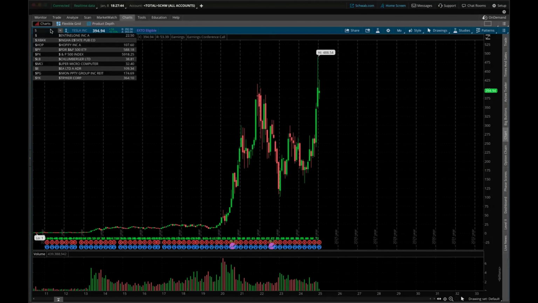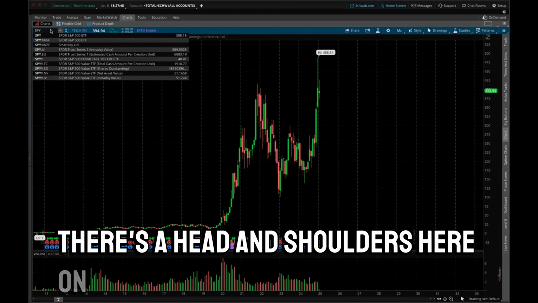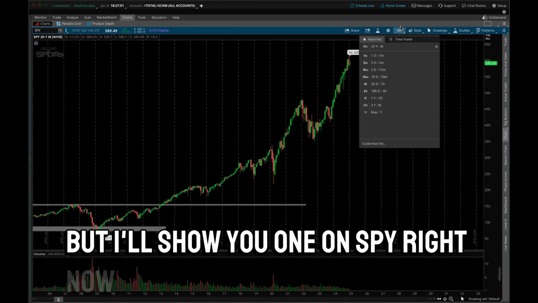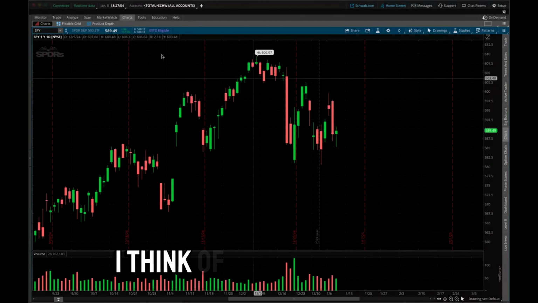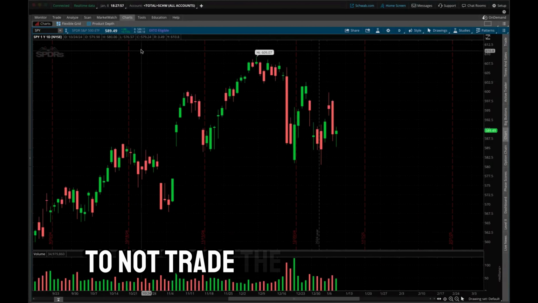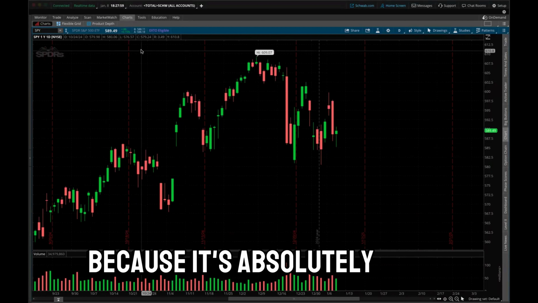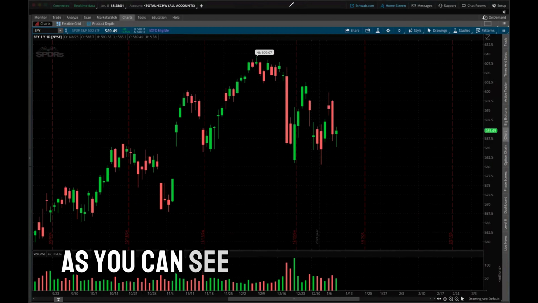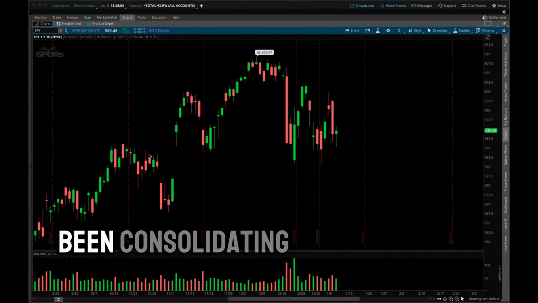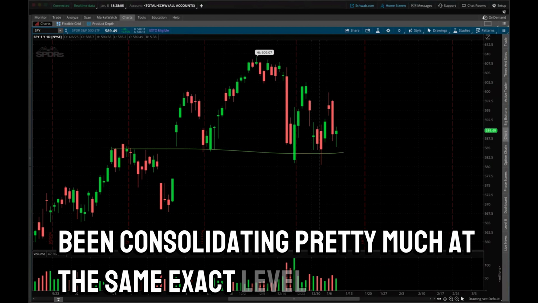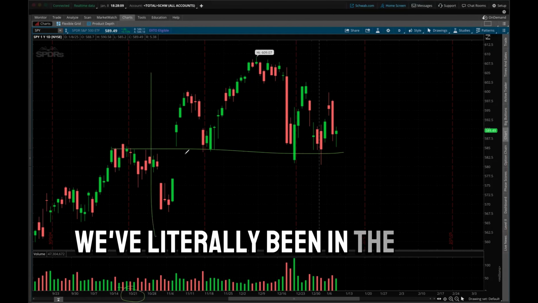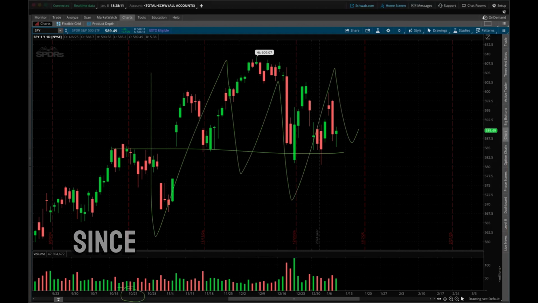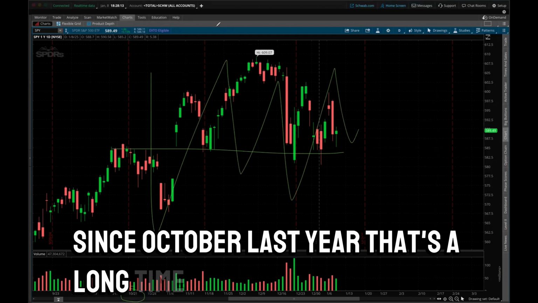Yes. Perfect. Okay. Honestly, there's a head and shoulders here on Tesla, but I'll show you one on SPY right now. This is why I literally made the announcement, I think a couple days ago, to not trade the SPY right now because it's absolutely trash. As you can see, the price action has been consolidating pretty much at this same exact level since about mid-October. So we've literally been in the same exact price range since October last year. That's a long time, okay?